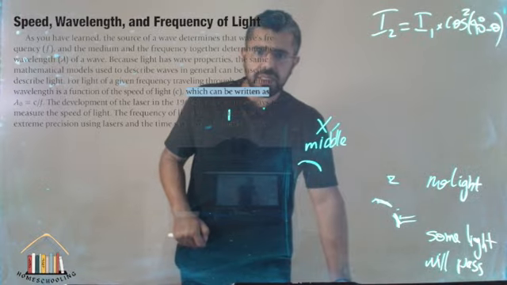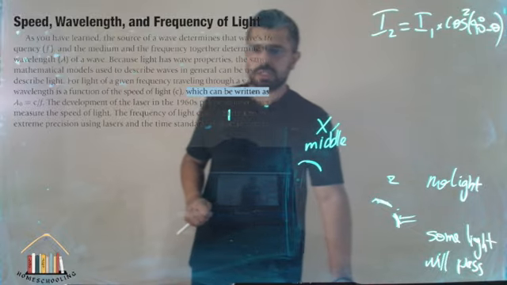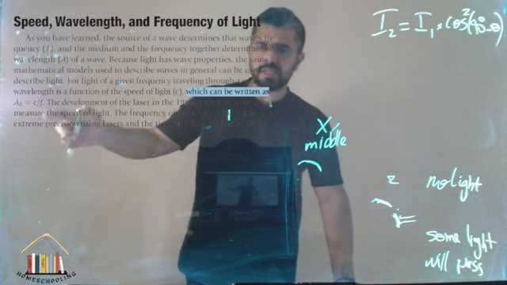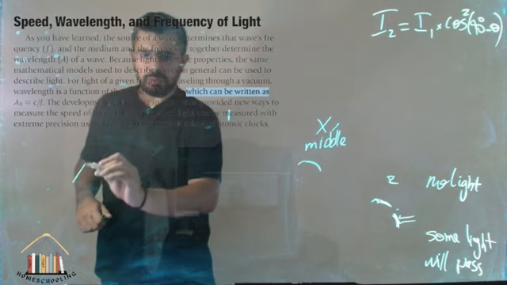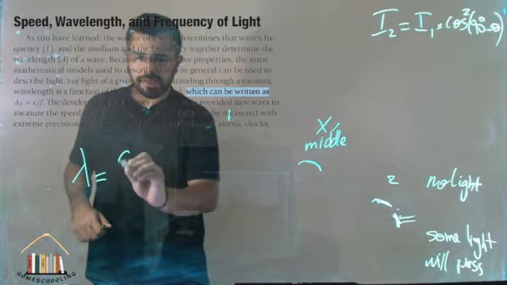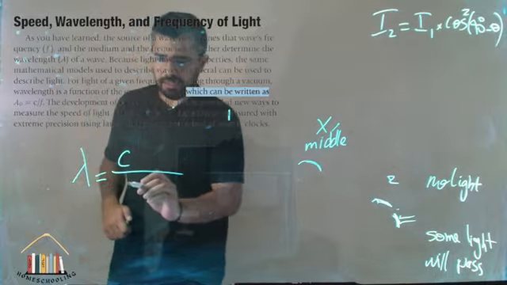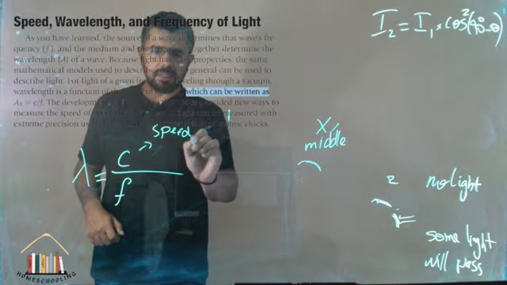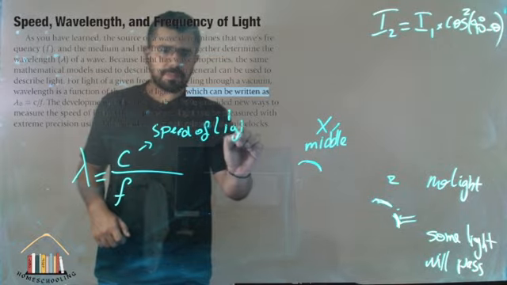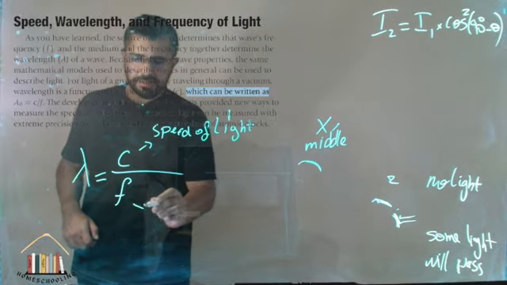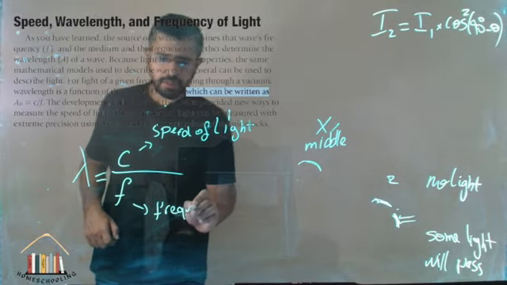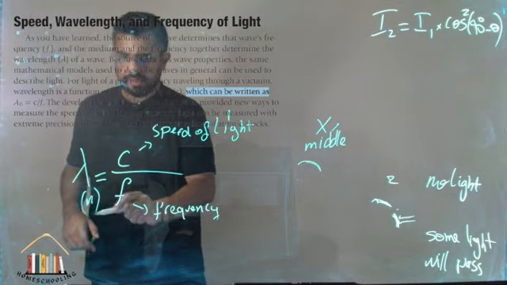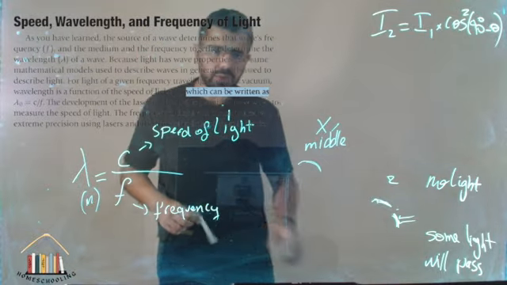We continue with the speed, wavelength, and frequency of light, which is the most important equation in the chapter on fundamentals of light. In this case, the wavelength is equal to the speed of light, which is c, divided by the frequency, f. So c is the speed of light, and f is the frequency of the light itself. The unit of frequency is hertz, of course, speed of light is meter per second, and the unit of the wavelength is meter, of course. All right, we continue.